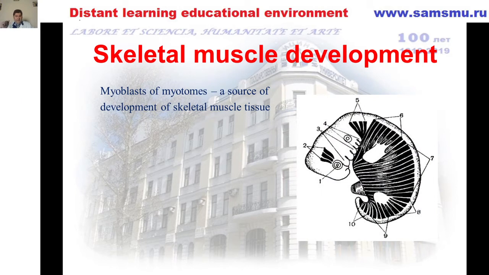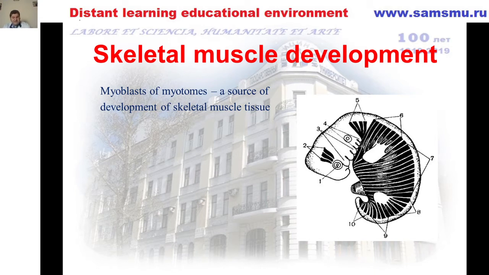The source of development is the dorsal mesoderm, located on the sides of the notochord and neural tube. At the end of 3 weeks of embryogenesis, the dorsal mesoderm begins to divide into primary segments, somites, which are separated from each other by septa. In black, you may see somites, and in white, you may see septa of connective tissue, myosepta.